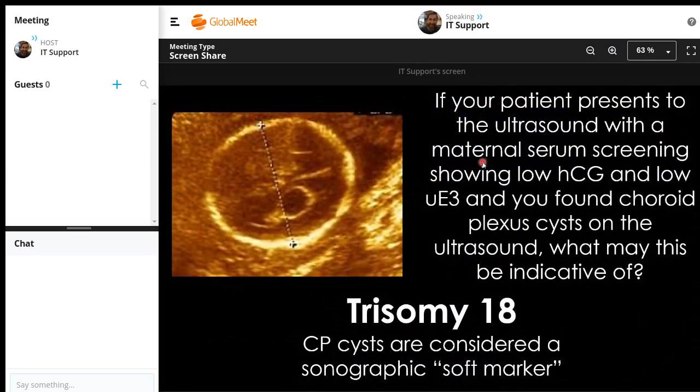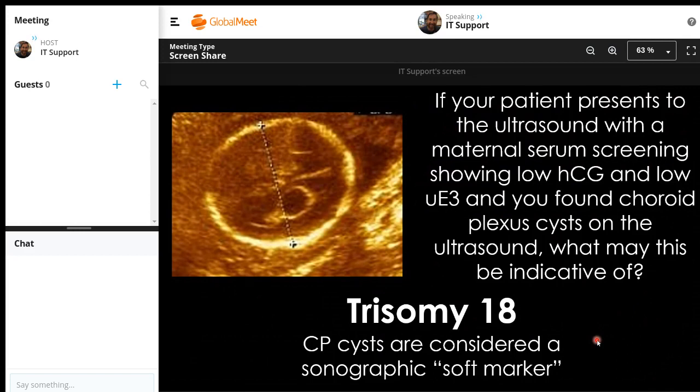So we were just talking about this. If your patient presents to the ultrasound department with a maternal serum screening showing low HCG and low unconjugated estradiol, and you found choroid plexus cysts on the ultrasound, what may this be indicative of? So that's trisomy 18. Low HCG and low UE3 at a serum screen can red flag those findings for an increased risk of trisomy 18.